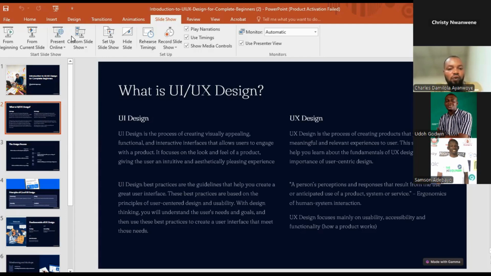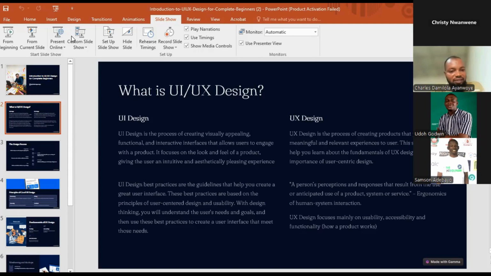And for UI to be done the best way it's supposed to be done, there are best practices that ensure that things are in shape. Do you understand? So UI best practices are the guidelines that help you to create a great user interface. These best practices are based on the principles of user-centered design and usability.